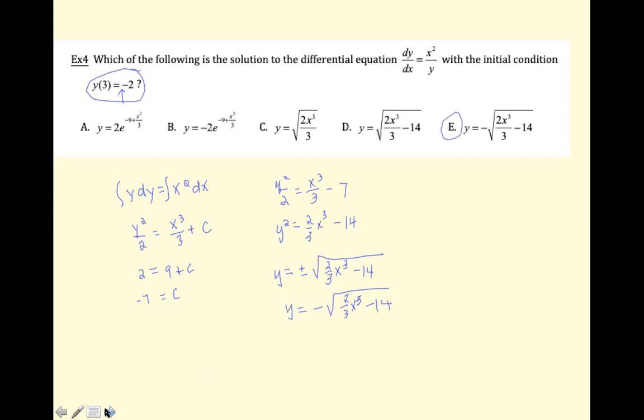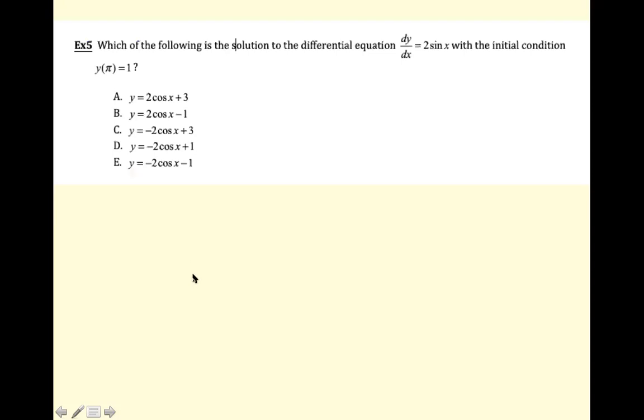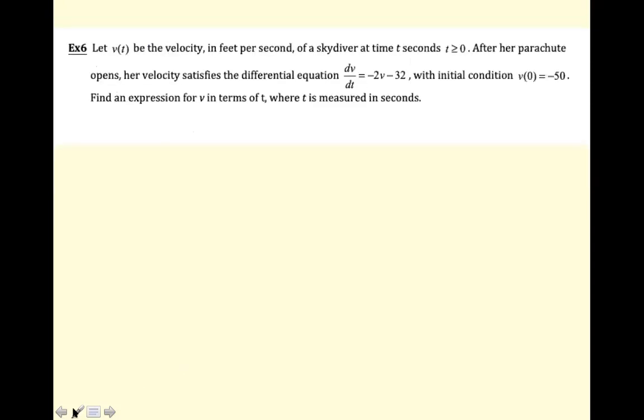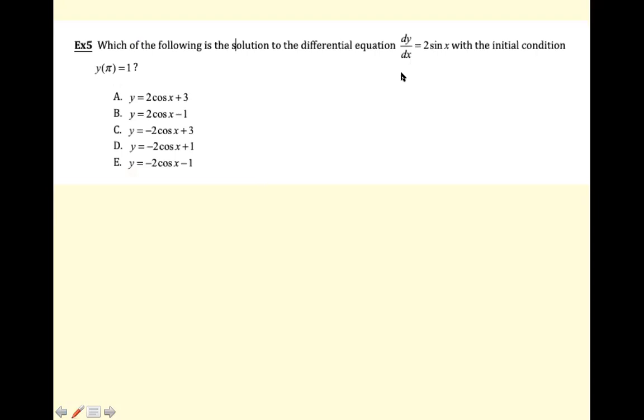All right, let's look at the next one. Similar idea, which of the following is a solution to the differential equation dy/dx equals 2 sine x with the initial condition y of pi equals 1? All right, this time I just need to throw the dx on the right. Oop, go back, lost my pen. So dy, here pen, there we go. dy equals 2 sine x dx.